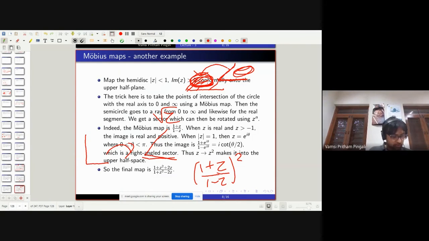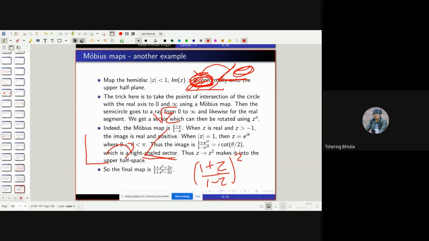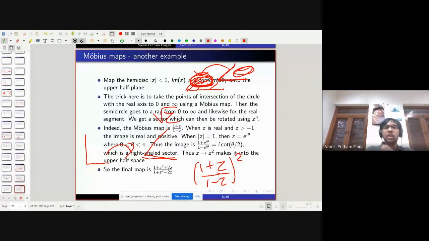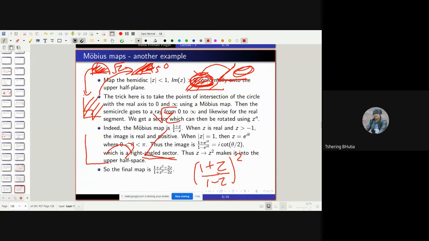Any other questions? Can you repeat what she said again? Her question was, suppose you wanted to map this semicircle to this sector with, say, angle 45 degrees. What we managed to do is to map this to this sector. She wanted to map it to this sector. I said you can't do it with a Mobius map, but you do this and take the square root. Then you'll get this.